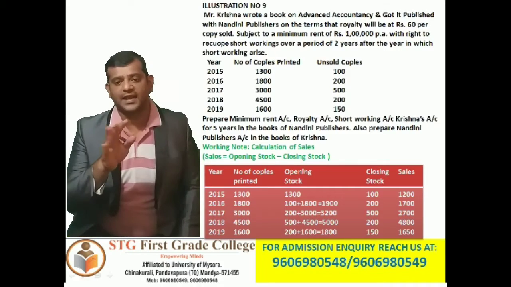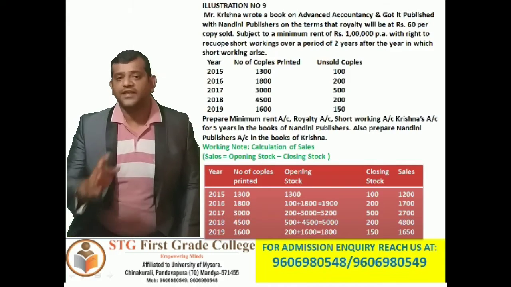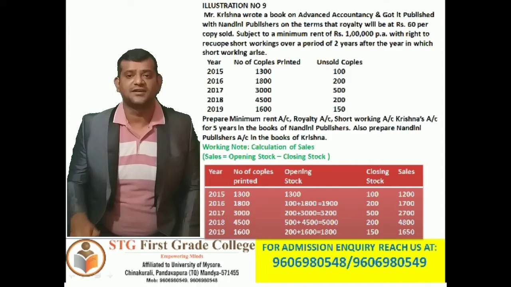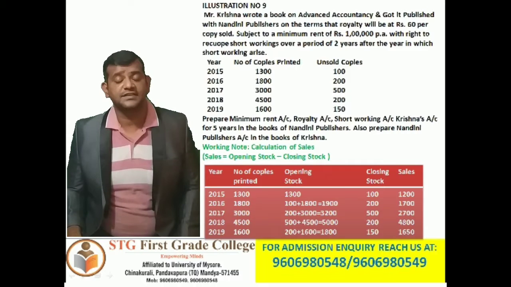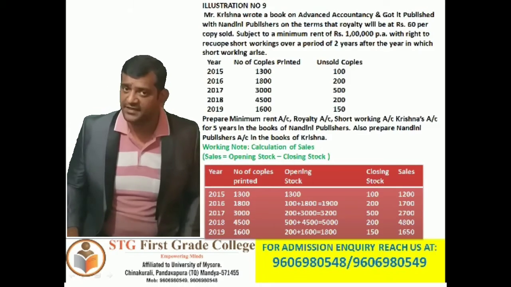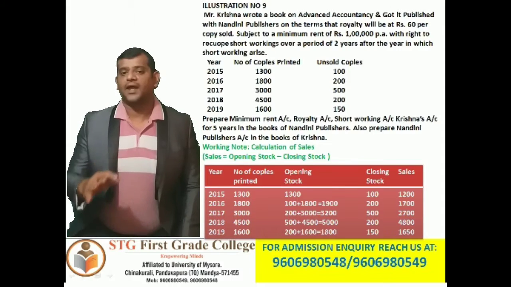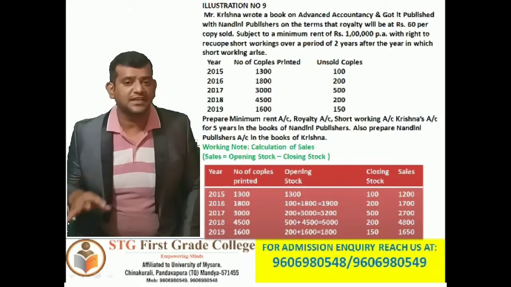So that 1 lakh rupees will become a constant for all the years, with the right to recoup short workings over a period of 2 years after the year in which short working arises. So 2 years has been given to recover any shortage, if any. So prepare, so short working arises. So he has given the details.